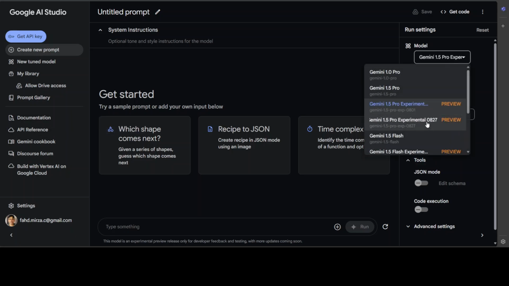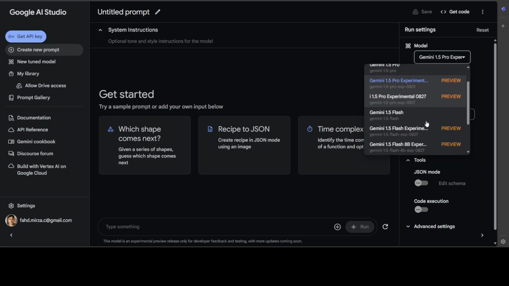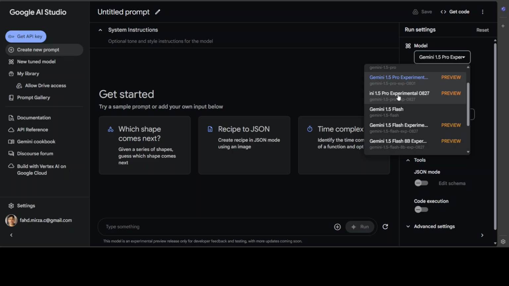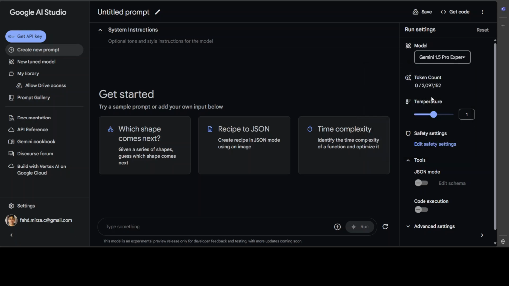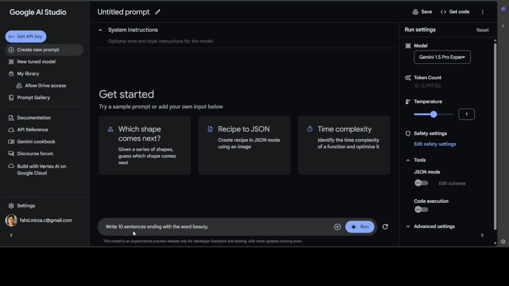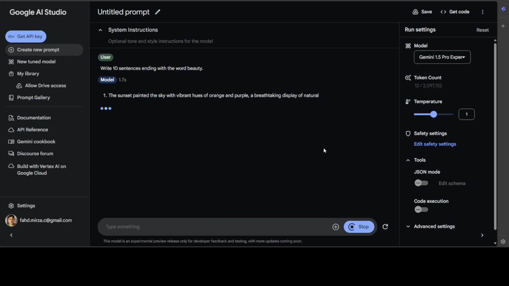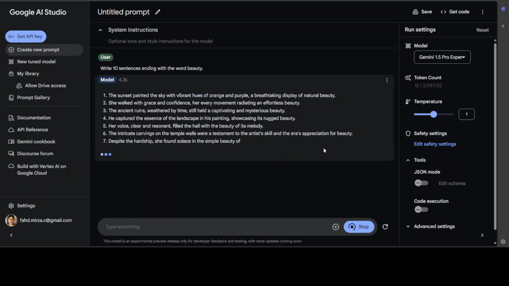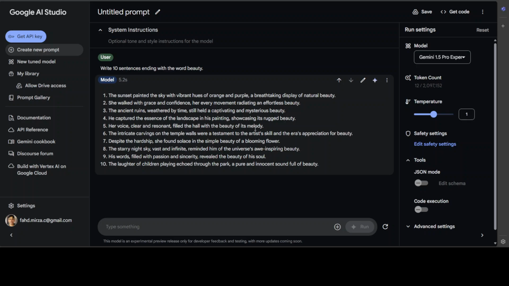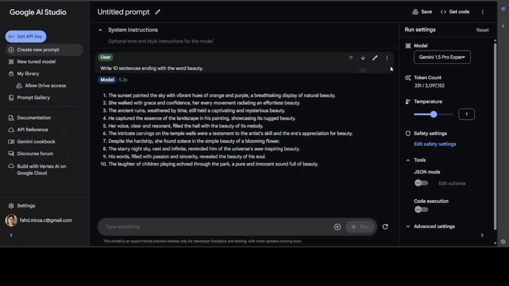So I'm just going to go first with this 1.5 Pro experimental 0827. Let's click on it, and then let me type the prompt here. I'm asking it to write 10 sentences ending with the word beauty. Let me run it. There you go. It's all good at the moment. You see, number 5 has failed. Even number 7 has failed, number 9 has failed. So I think they need more improvement, more iterations, just community feedback.